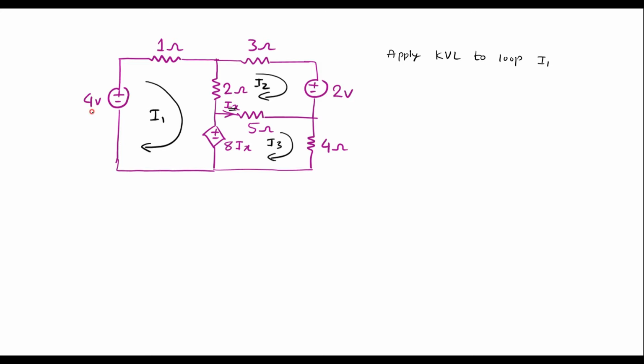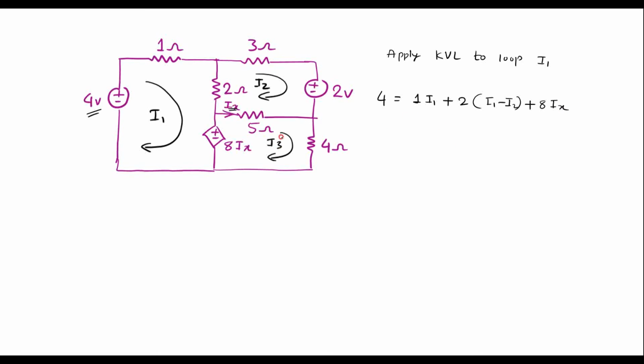I1. So starting from the voltage source, 4 is equal to the voltage across the 1 ohm resistor, which is 1 into I1, plus the voltage across the 2 ohm resistor. Here in the 2 ohm resistor, I1 as well as I2 is flowing, but I2 is opposite to I1, so we have to write it as I1 minus I2. Here we have the voltage source, that is 8 Ix.